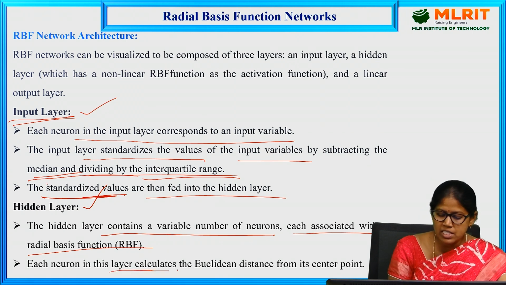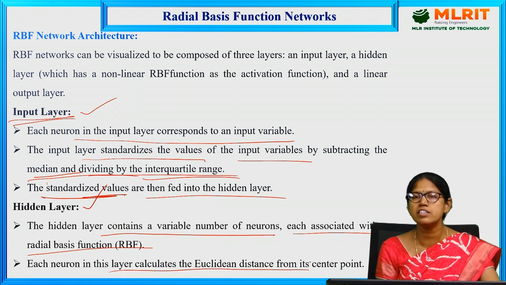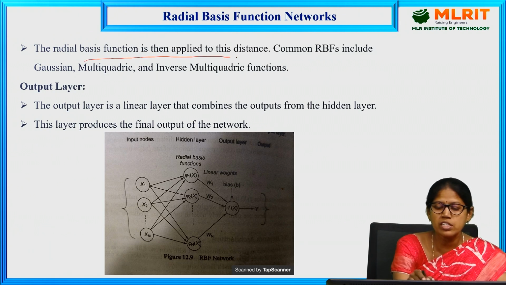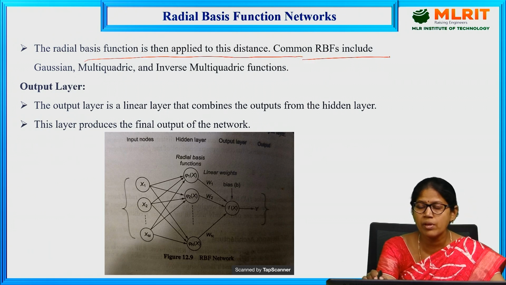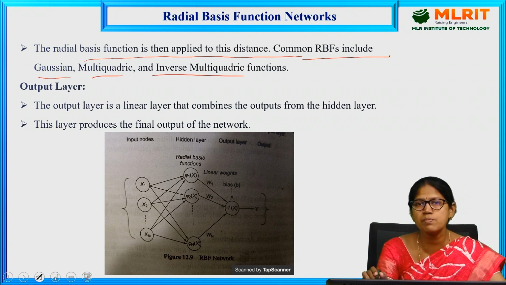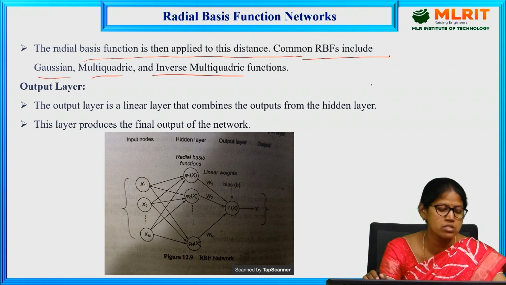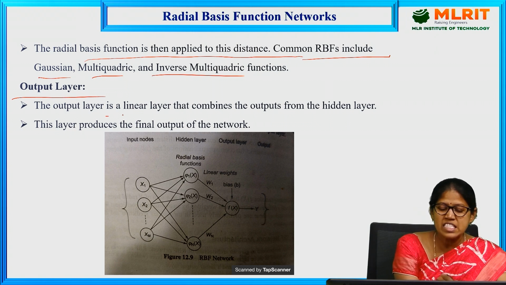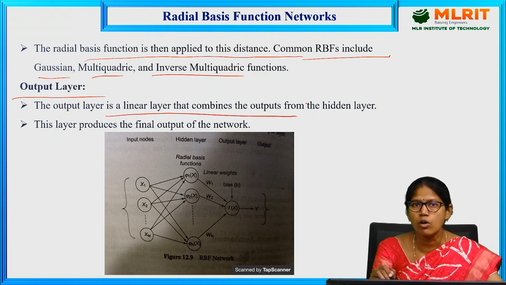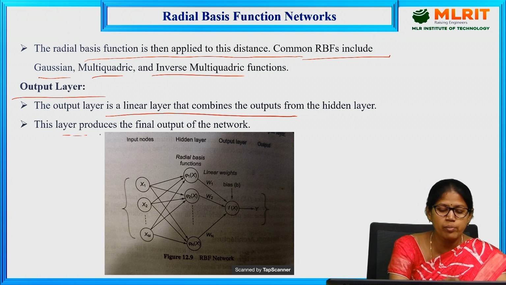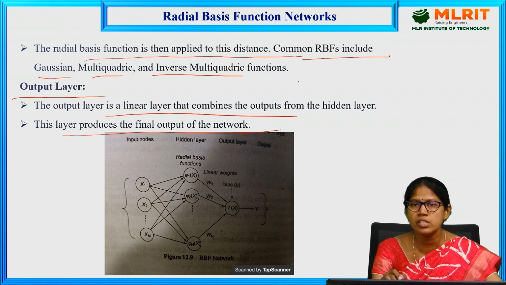Each neuron in this layer calculates the Euclidean distance from its center point. The radial basis function is then applied to the distance. Common RBFs include Gaussian, multi-quadratic, and inverse multi-quadratic functions. So, the output layer is a linear layer that combines the output from the hidden layer to the output layer. This layer produces the final output of the network.